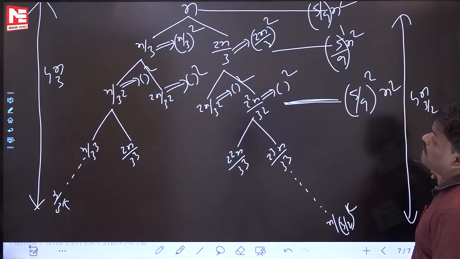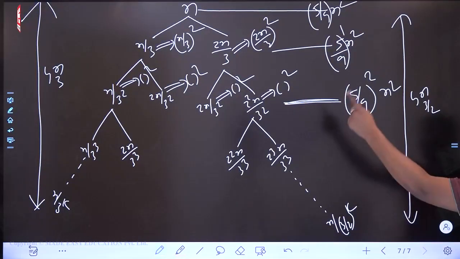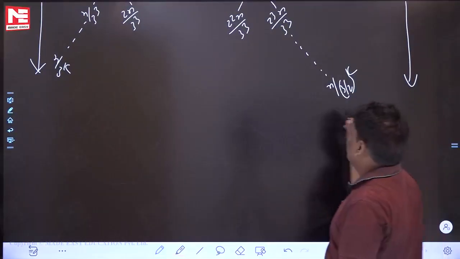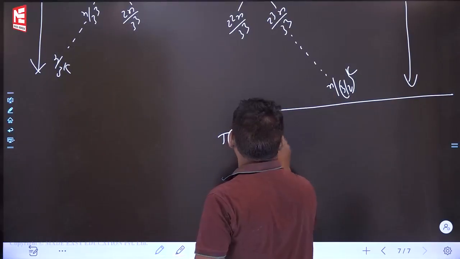Left is log n base 3. Right is going to be log n base 3 by 2, where 3 by 2 means 1.5. So right is more and left is less, because base 3 here, base 1.5 there. Right is more, so the upper bound will come from this side. Let's write this. Tn is the actual answer, compared with this one, the upper bound.